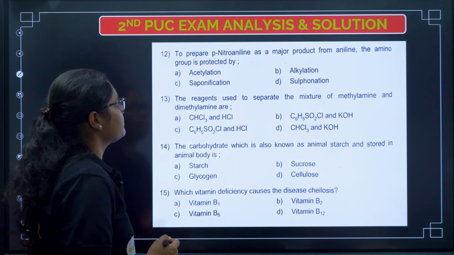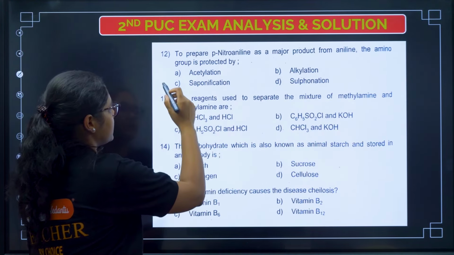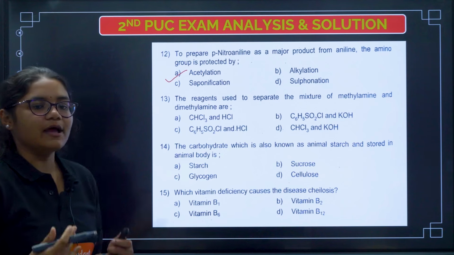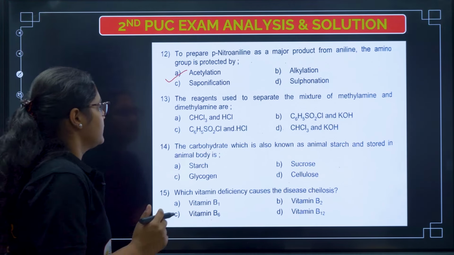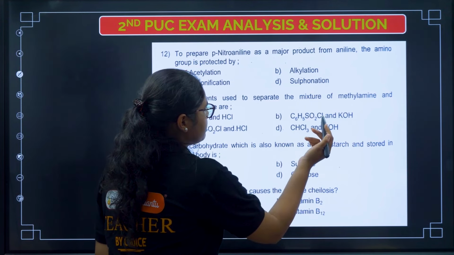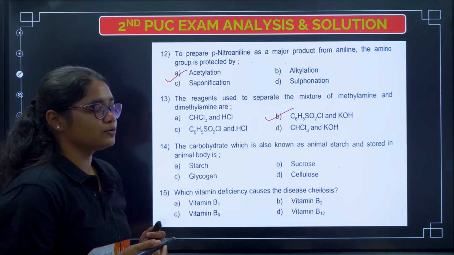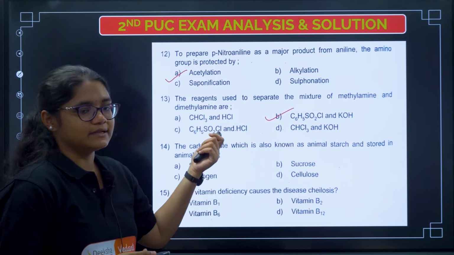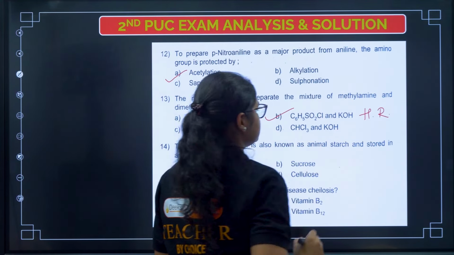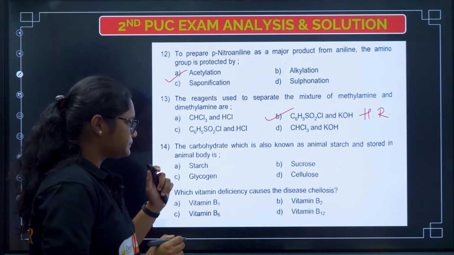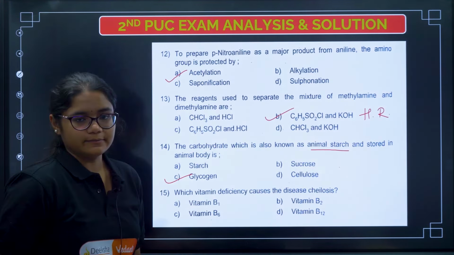Next question, to prepare para-nitroaniline as a major product from aniline, the amino group is protected by acylation, right? We know anilines are very reactive, so to protect them we do acylation. Next, the reagents used to separate the mixture of methylamine and dimethylamine is C6H5SO2Cl and KOH. So this is your benzene sulfonyl chloride, Hinsberg reagent, right? So this is also a very direct question. Next, the carbohydrate which is known as animal starch is your glycogen, okay?